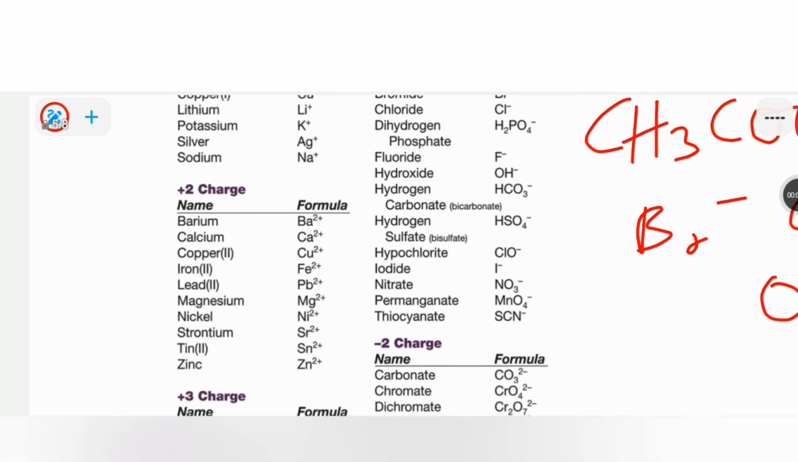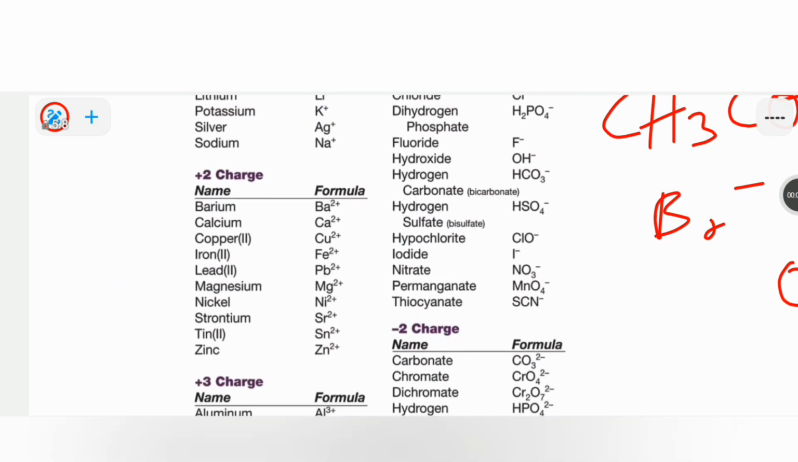Elements that have a +2 charge, you have barium, majorly the group 2 elements. So you have barium, you also have calcium. Calcium is written as Ca2+. Barium is also Ba2+. Then you have copper 2. Don't forget, copper 2 is Cu2+, but you also have copper 1, that will just be Cu+.